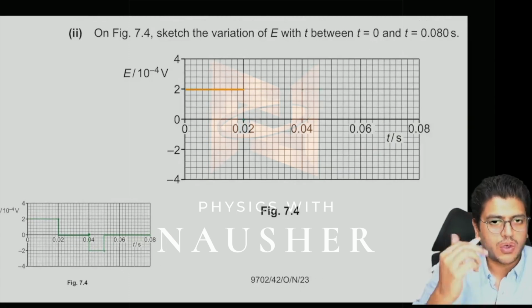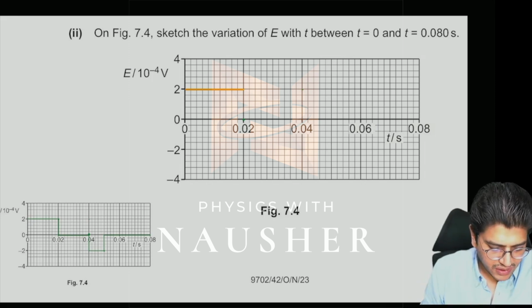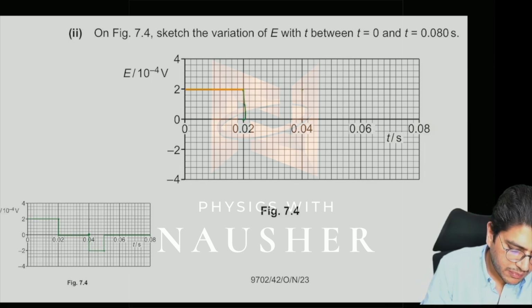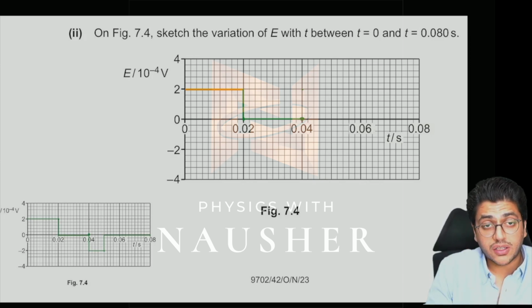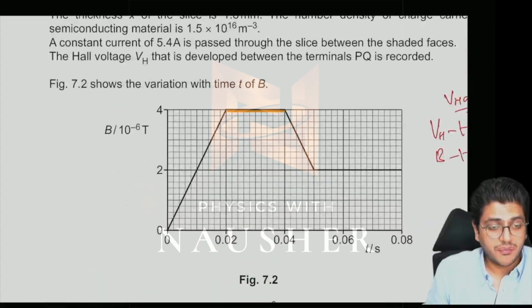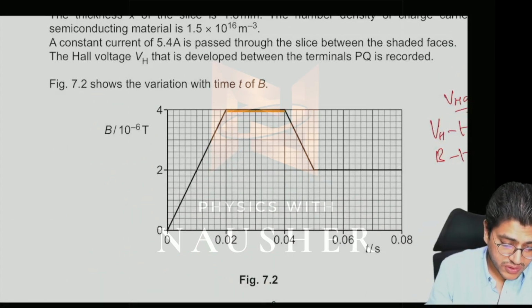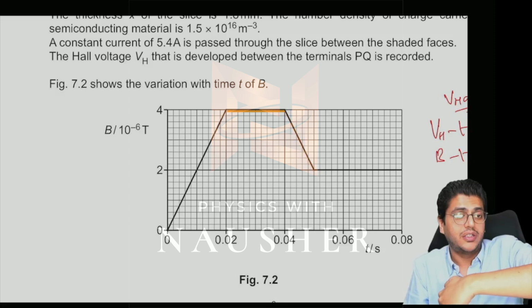Do you understand? Then what happens? Then your field becomes steady. Because your field becomes steady, there's no change. Hence your EMF goes to 0. So it's going to be 0 for the next 0.02 seconds. Then what happens? Look at the graph. Go back from 0.04 to 0.05. What happens? From 0.04 to 0.05, there's a flux change again. So because there's a flux change again, there will be an EMF induced, but the direction will be opposite.